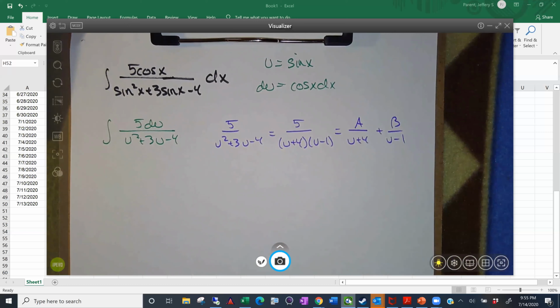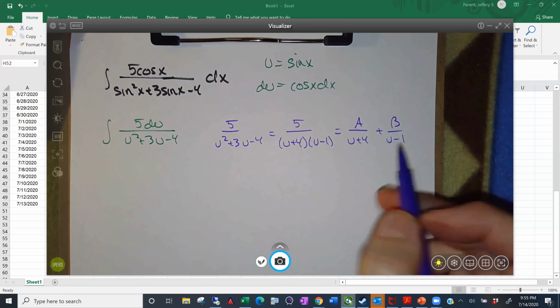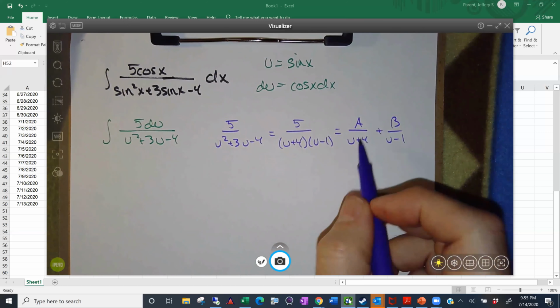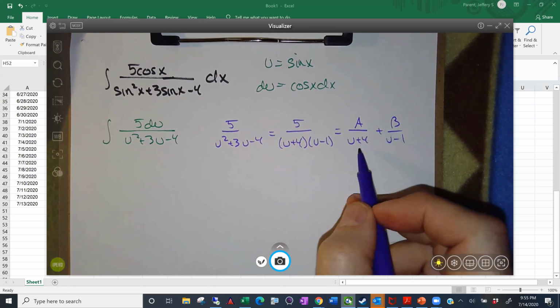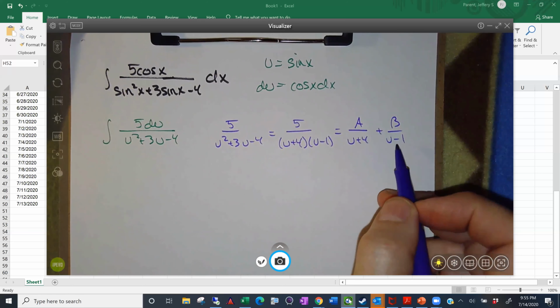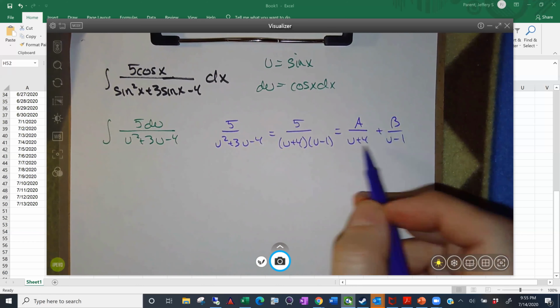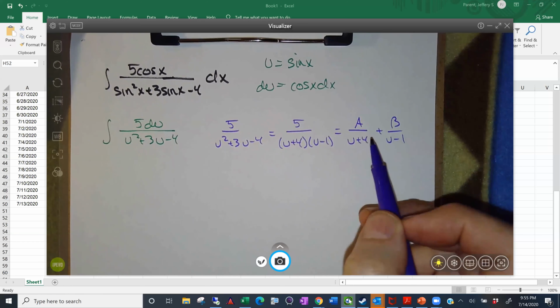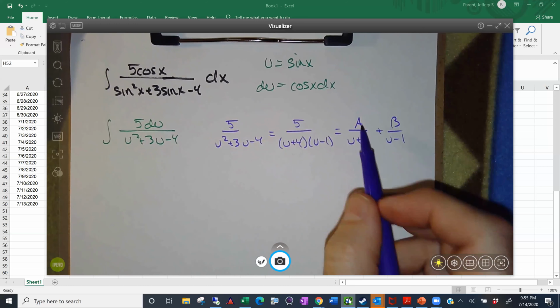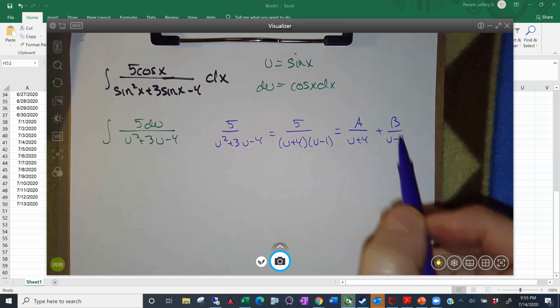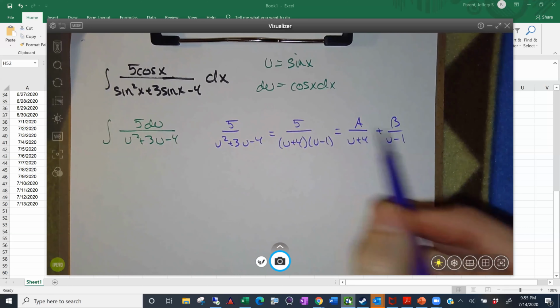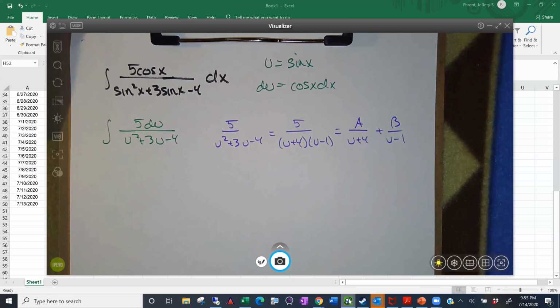Yeah, question in the back? No, it doesn't matter whether I put the A over u plus 4 or the B over u plus 4. The order here won't matter. What will matter is that when you're all done, you take your value of A and plug it back in over here, and likewise with B. But how you label it in particular is up to you.